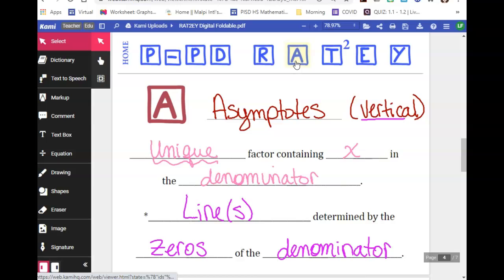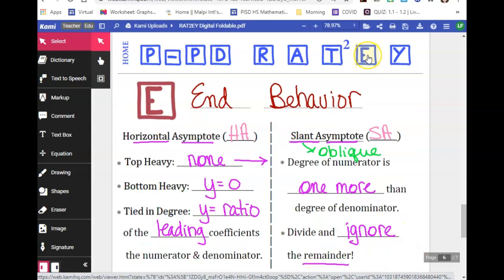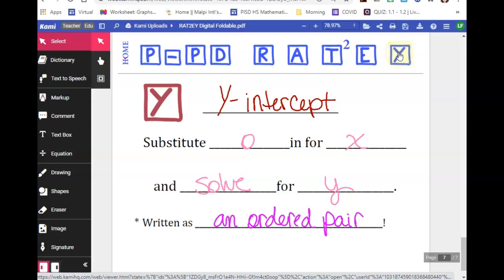A. Asymptotes, our vertical asymptotes. We know how to find them. We need to figure out if we have what we have for that. T. Tangency and togetherness. Okay, so the togetherness is the new part. Tangency is an old part. Okay, even though we hadn't done them with rational functions yet, but tangency and togetherness, we're also going to look at sign charts that are going to help us with that. E is our end behavior. We know how to find asymptotes. And then Y for my y-intercept.